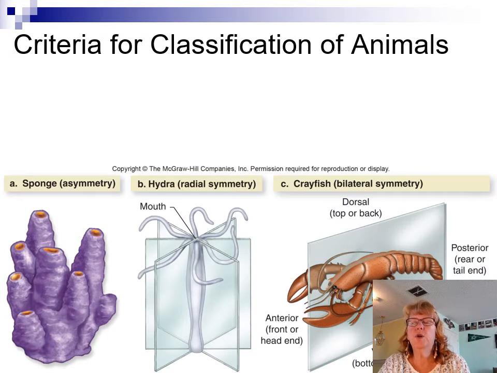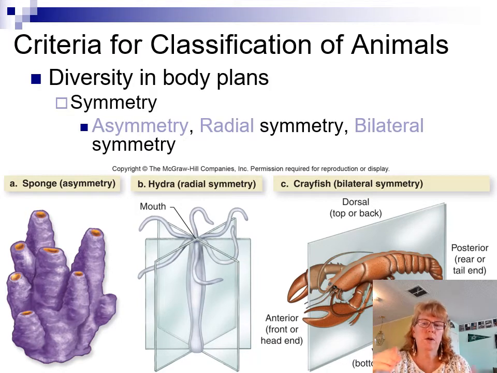Okay, so those are basic general characteristics of animals. And so now we're going to look at some of the characteristics that we would use to help us classify and decide where these organisms are going to go in our classification scheme. So the first thing you want to look at is how the body is put together and what kind of symmetry it shows.